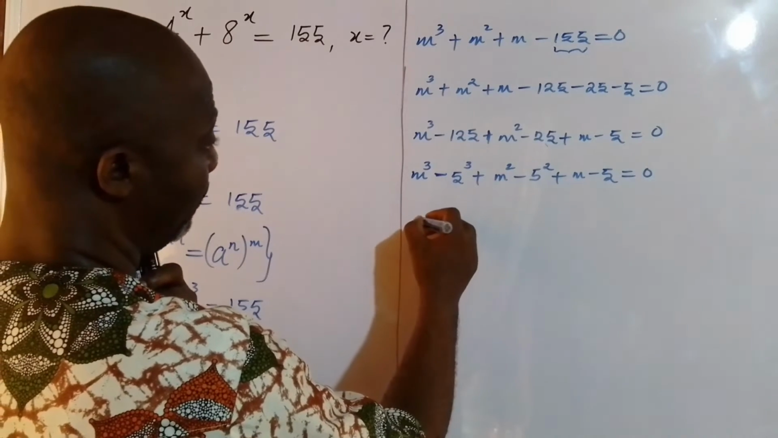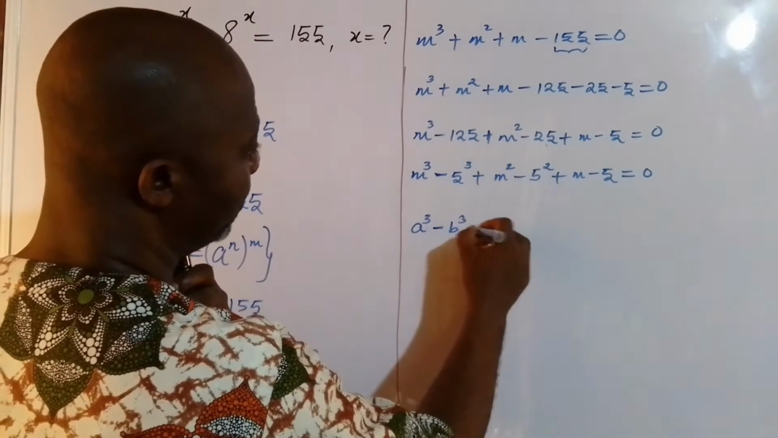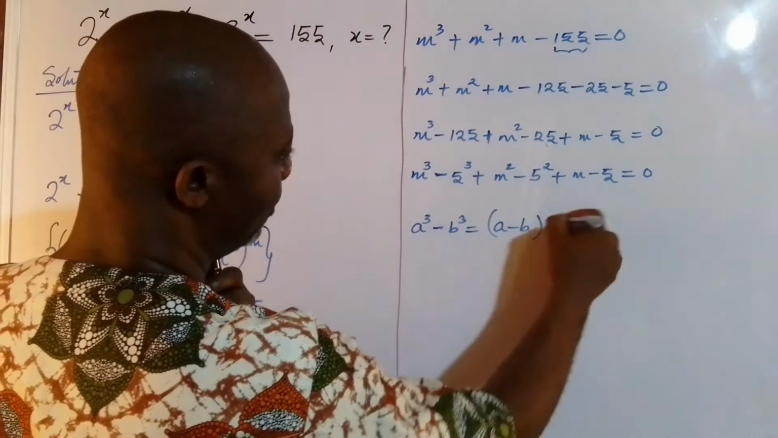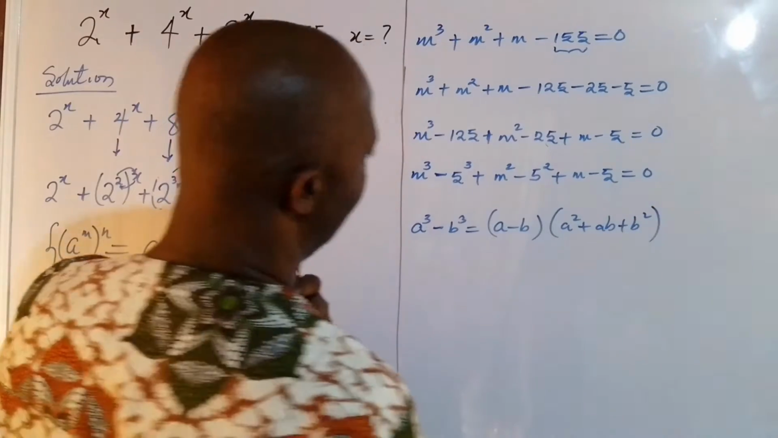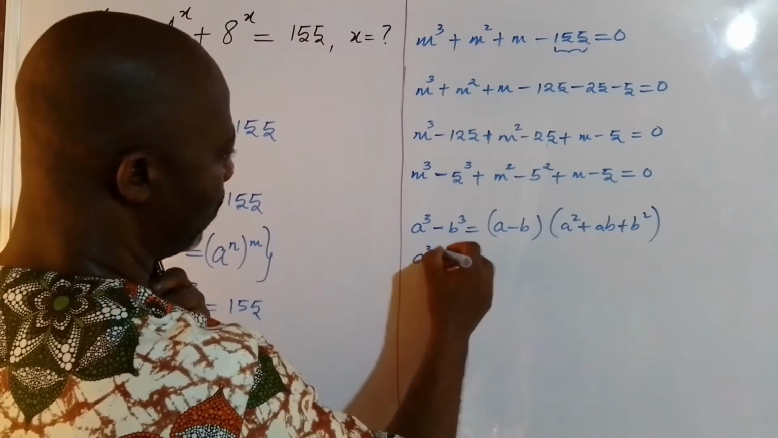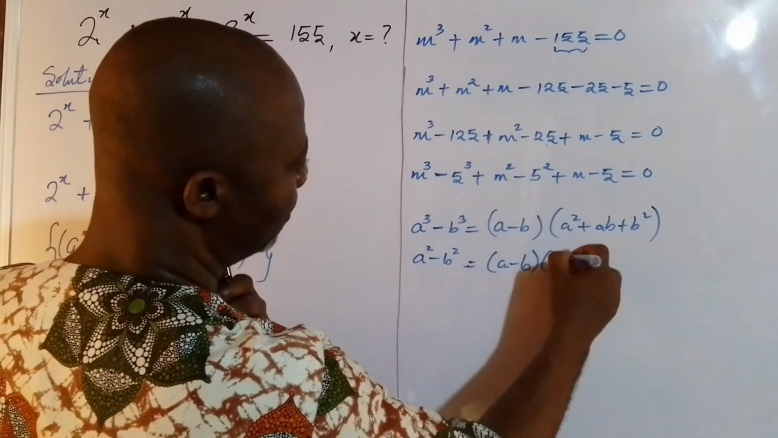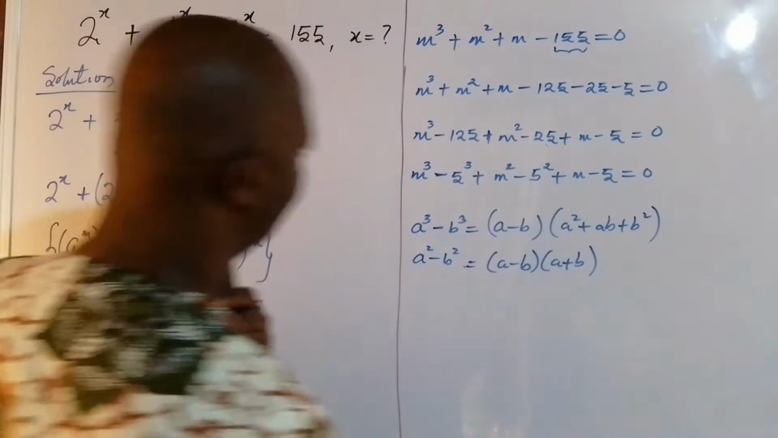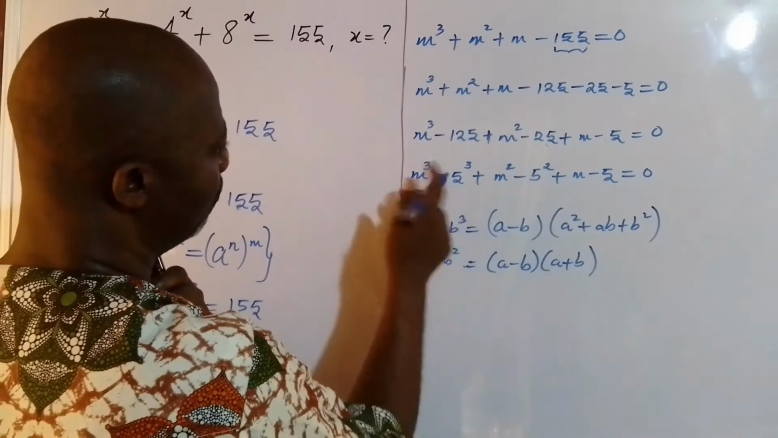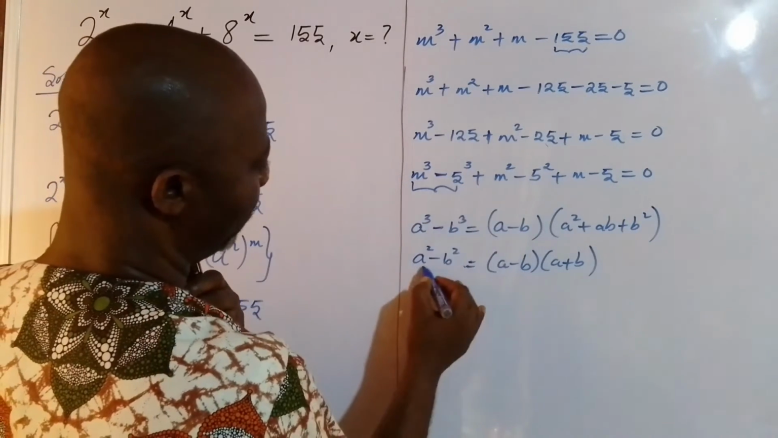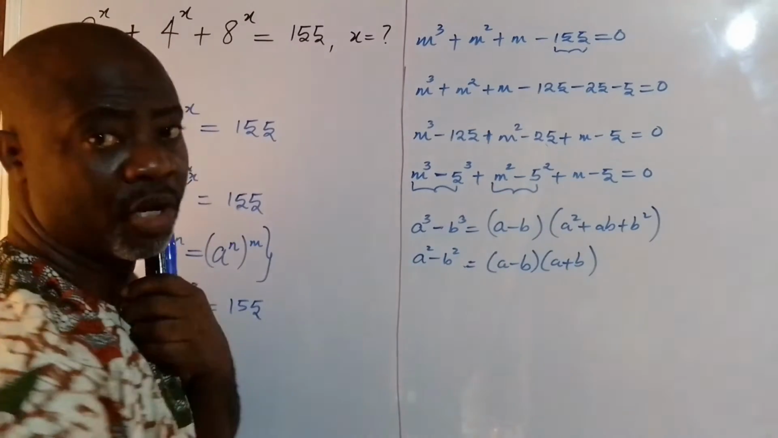I want you guys to recall this identity. If I have a cubed minus b cubed, this is the same thing as a minus b times a squared plus ab plus b squared. Same way, if we have a squared minus b squared, this is the same as a minus b times a plus b, all in brackets. Okay, so I'm going to apply this difference of two cubes to resolve this, and I'll apply difference of two squares to this.